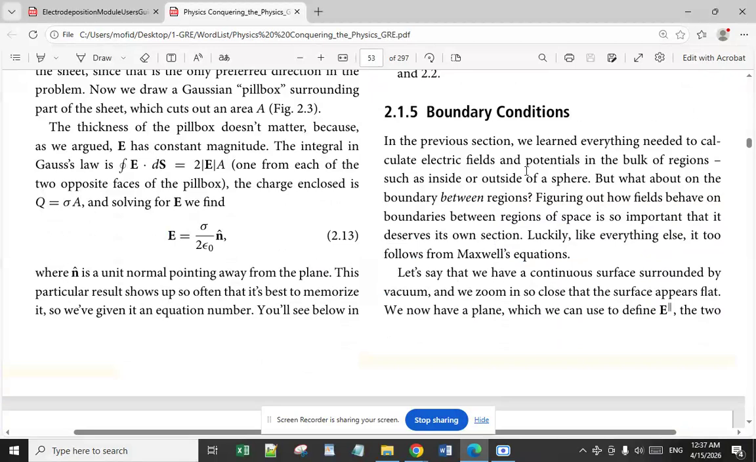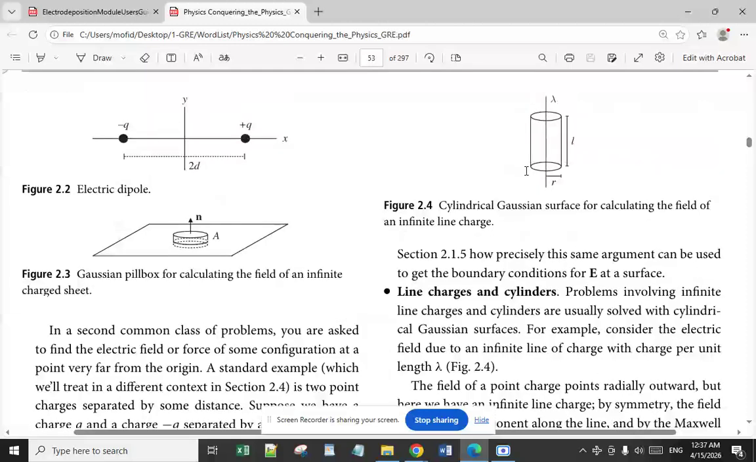This particular result shows up so often that it is best to memorize it, so we have given it an equation number you will see below in section 2.1.5. This same argument can also be used to get the boundary condition for E at a surface.